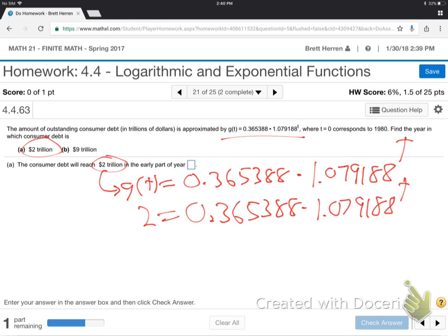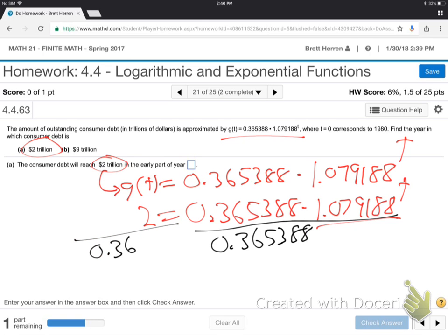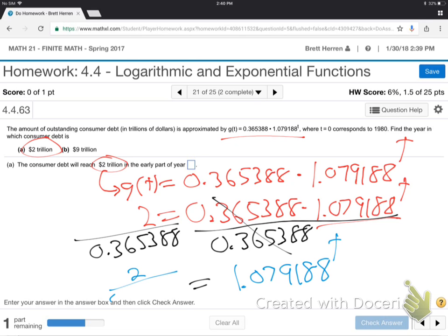Got to get the base alone. Remember, you always have to get the base alone. This guy's the base, he's the one that has something on him. So first get the base alone, which means divide both sides by the number in front of the base, the 0.365388. Bonk. And then we get down to 1.079188 to the T is 2 over 0.365388.